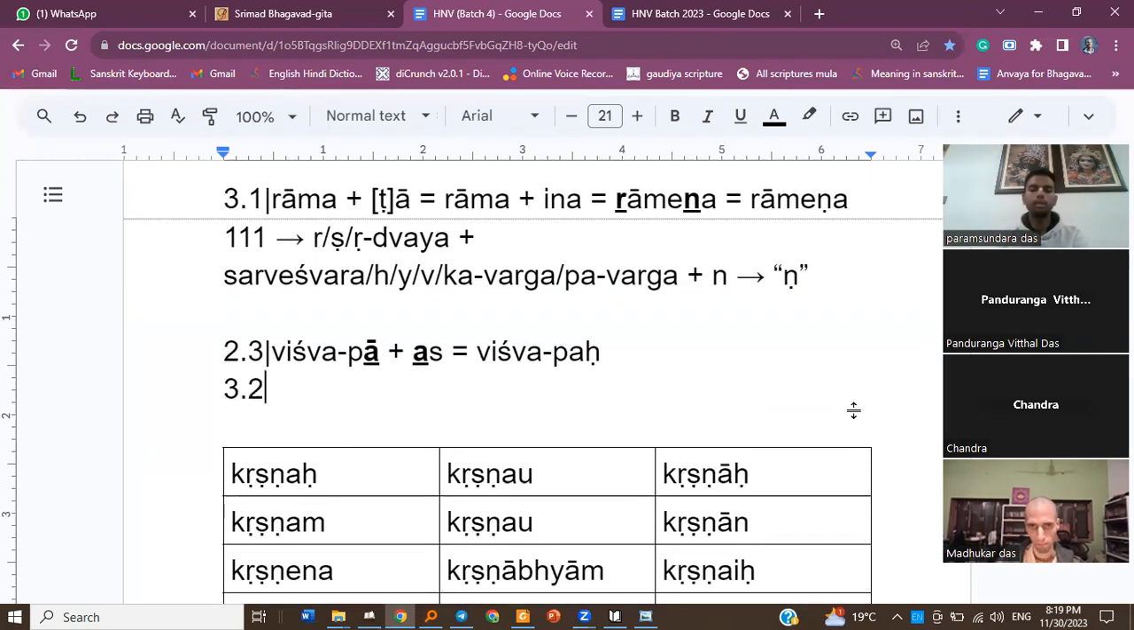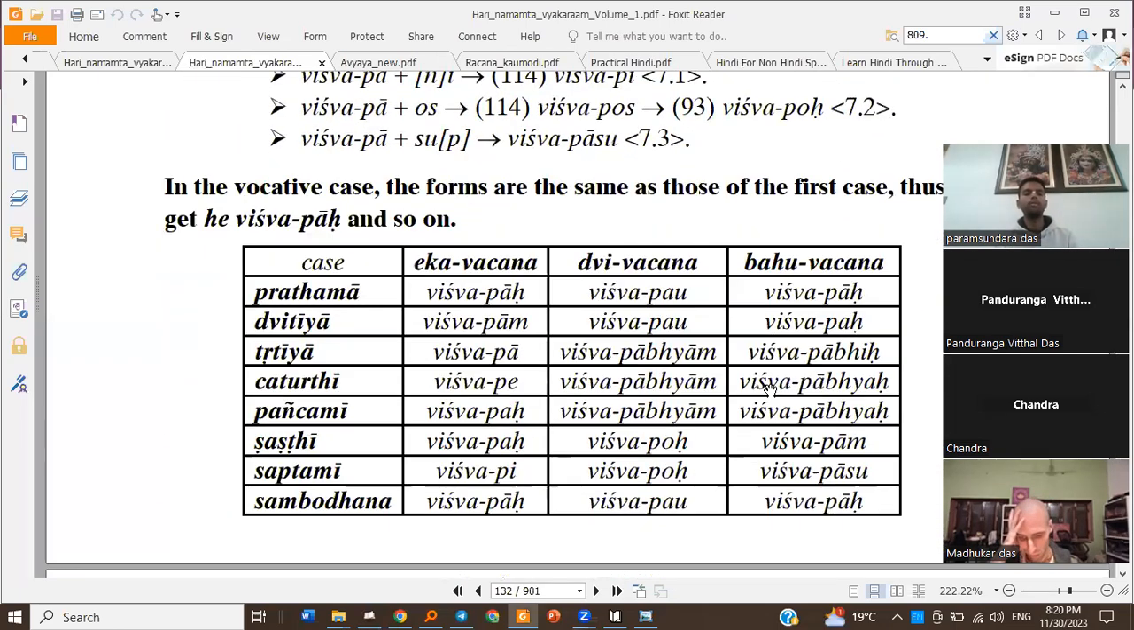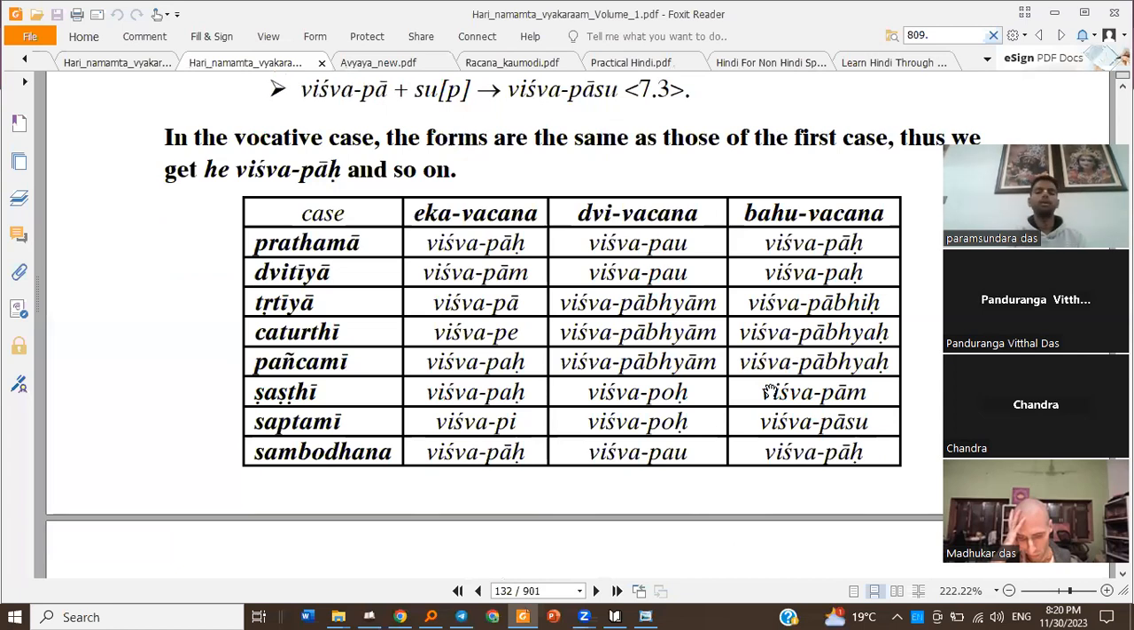Similarly, 3.1, Vishwa Pa plus Ta, and again this Ta also begins with the Sarveshwara and it's a Yadu. We do not count this indicator letter. So we delete the A by the sutra and we get Vishwapa. 3 point, and so on. Vishwapa, Bhyam, Pabhi. Like this, you can decline the whole table.